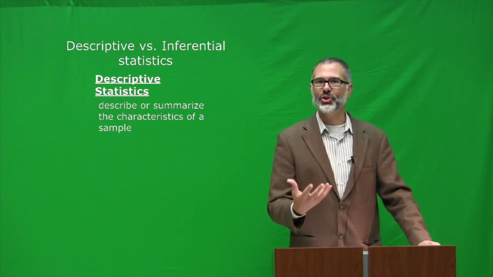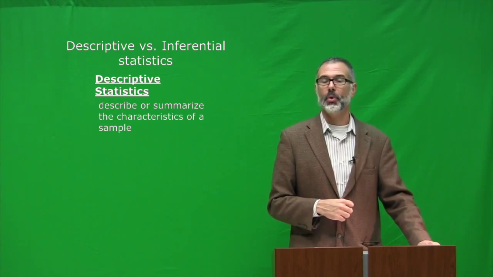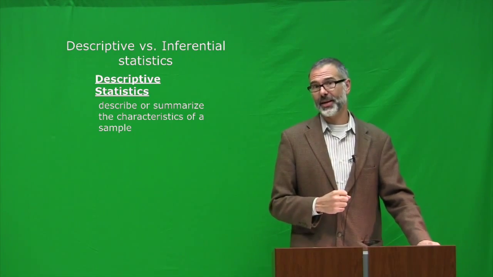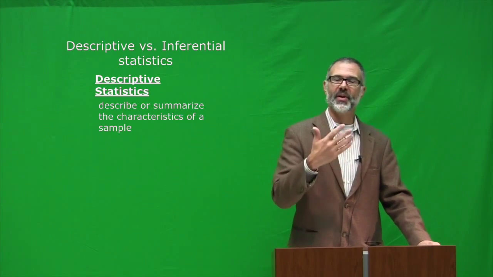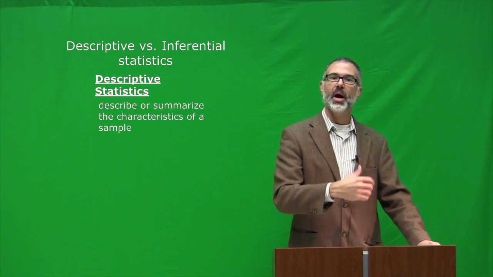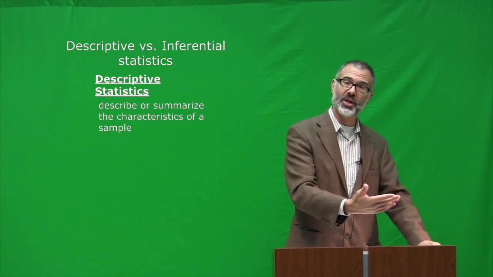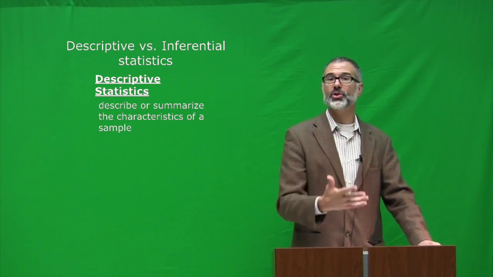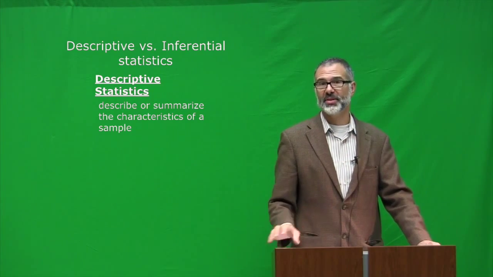So what is the average amount of depression that I have in my sample? What's the average age of my sample? How many people identify as white? How many people identify as African American? How many people identify as transgendered in my sample? So those are descriptive statistics where we're describing the sample.